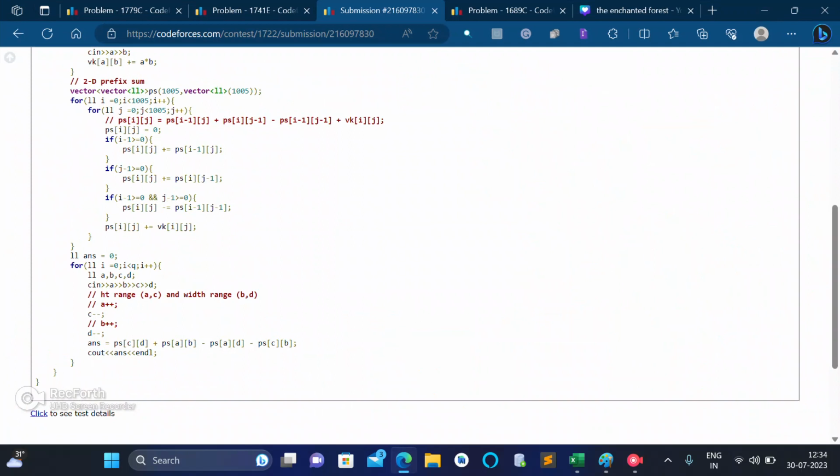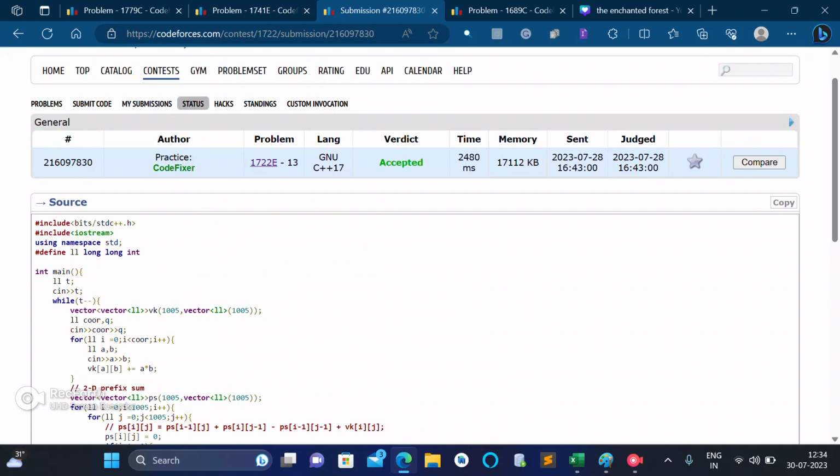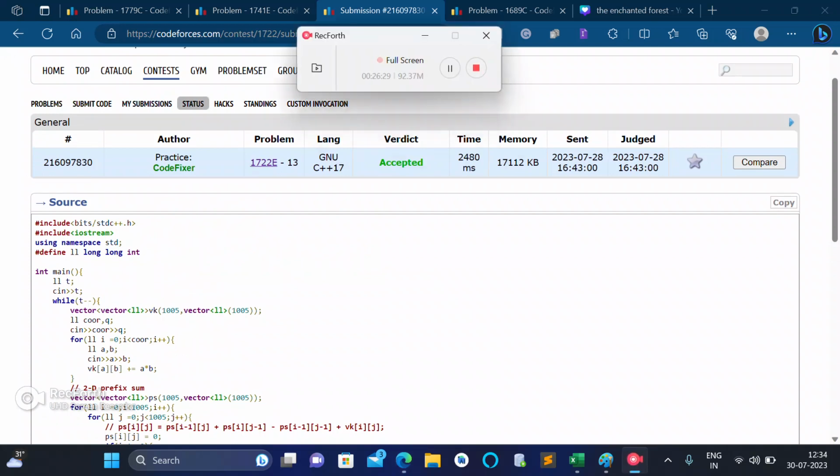Actually, for each query, we have to tell the sum of all the rectangles which are enclosed. So at the end, I print out the answer. This is an order of one operation only, so we have completed the whole code in order of Q only.